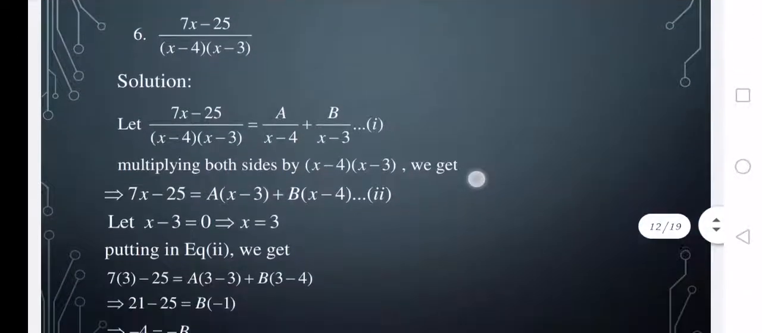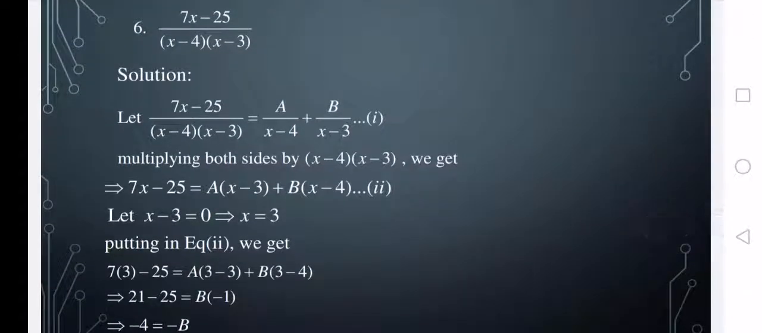Now question number 6 is (7x - 25) whole divided by (x - 4)(x - 3). Once again you can easily observe over here that the factors in the denominator are linear and non-repeated. So we will decompose the given fraction into its partial fractions, same as we did in the last sum. So let (7x - 25) whole divided by (x - 4)(x - 3) is equal to A by (x - 4) plus B by (x - 3). It's our equation number 1.